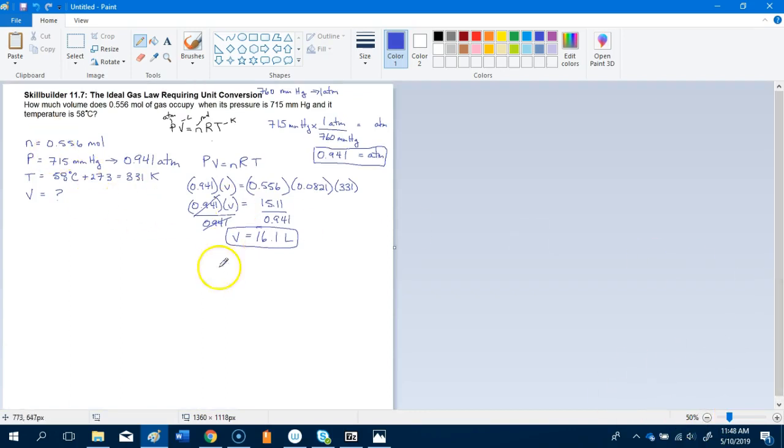So here is the full solution to Skill Builder 11.7, building on from 11.6. The only difference here is that some of my variables are given in a unit that I can't use in my ideal gas law. So I have to convert first to the preferred units and then use those new conversions in the ideal gas law.